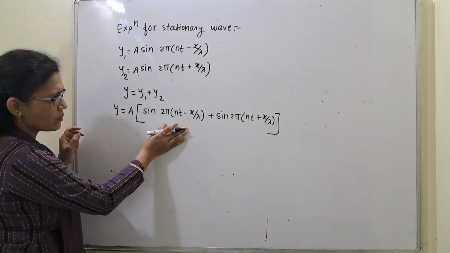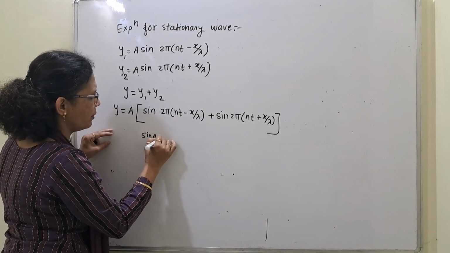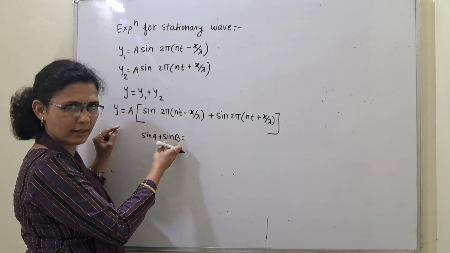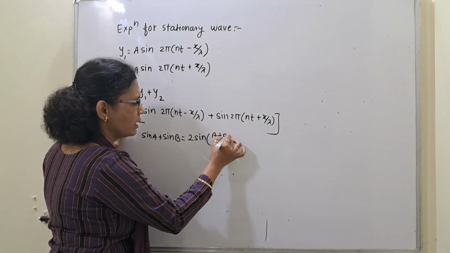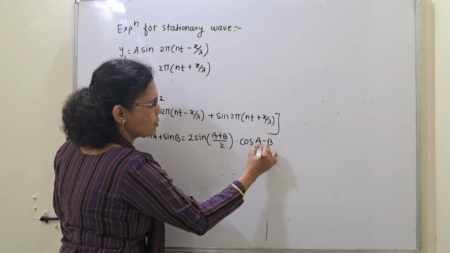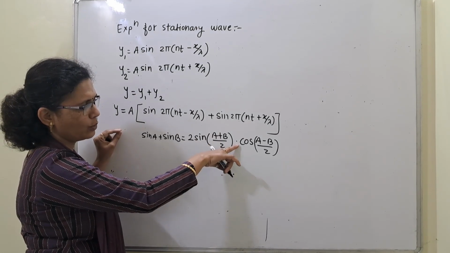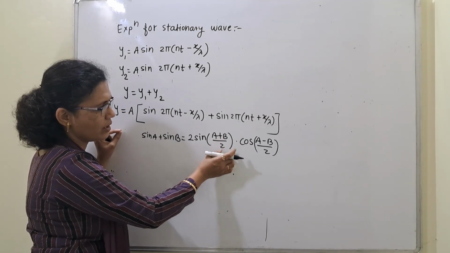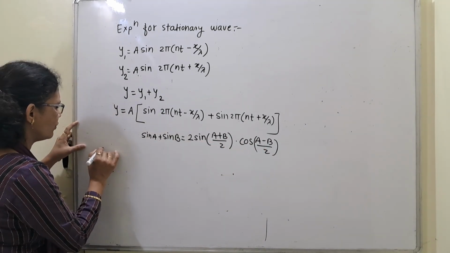Right? This is one identity, sine A plus sine B. What is the formula for sine A plus sine B? Or you can say sine C plus sine D. What is that formula? 2 sine of A plus B upon 2 into cos of A minus B upon 2. Right? In sine, we have to make the addition. When the cos term is there, we have to subtract them. So, we will use this identity, and what will be the expression?